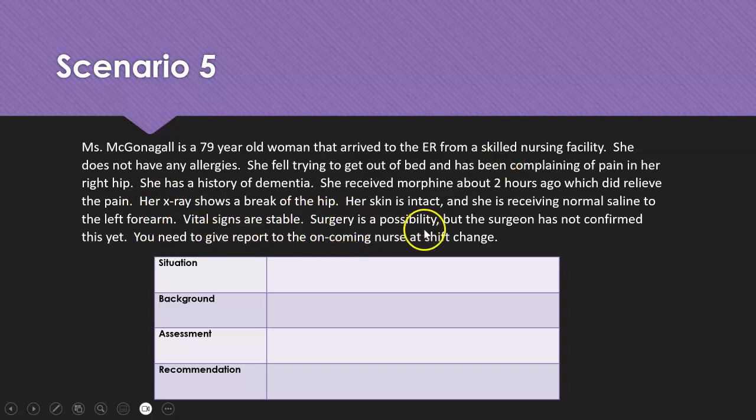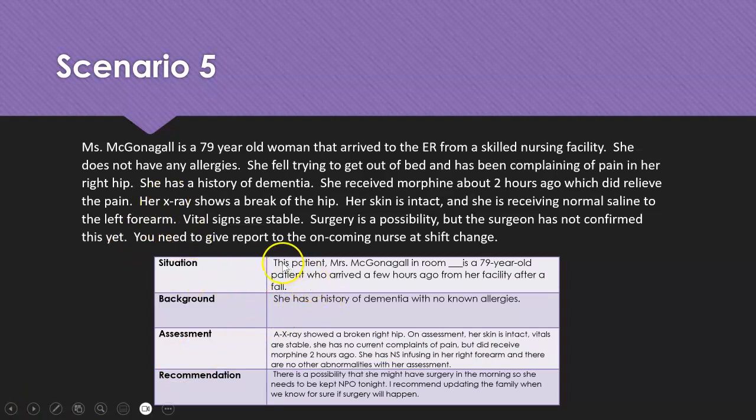Okay. Surgery is a possibility, but the surgeon has not confirmed this yet. You need to give report to the oncoming nurse at shift change. Okay, you guys, oncoming nurse. I want you to pause and I want you to write your situation, write your background, assessment and recommendation. Okay? So pause the tape and write those things.